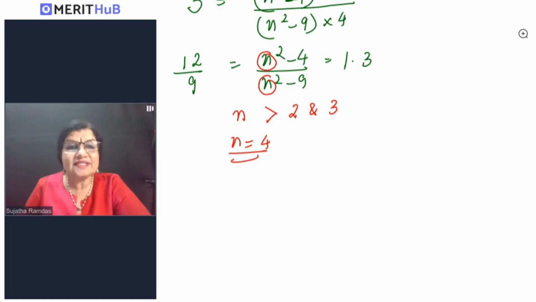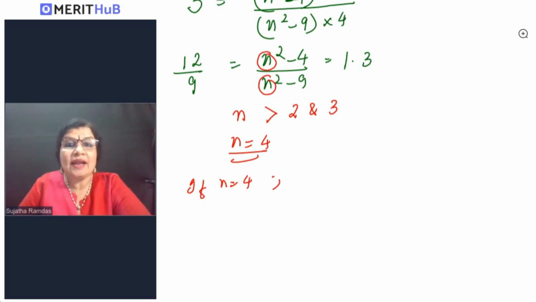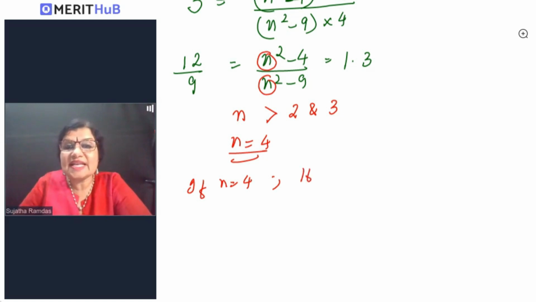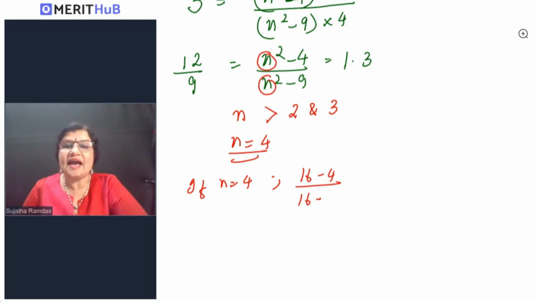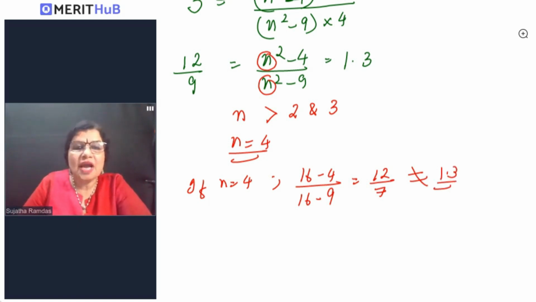If n is equal to 4, what is n square minus 4 divided by n square minus 9? That is 16 minus 4 divided by 16 minus 9. So that would be 12 divided by 7, which is not equal to 1.3. So now what do we do?